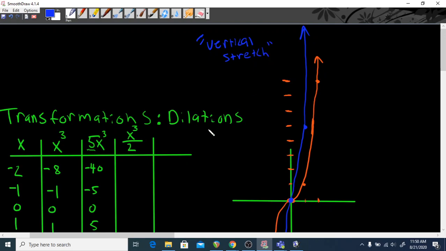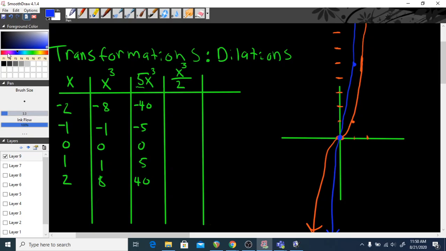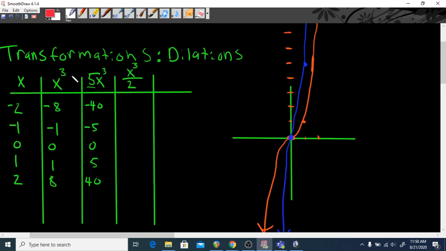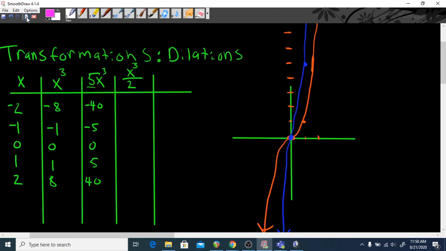Okay, now let's do this last column. Okay, maybe not that color. Maybe this one. There we go. x cubed divided by 2. Well, here's x cubed. Negative 8 divided by 2, negative 4. Negative 1 divided by 2, negative a half. 0 divided by 2 is 0. 1 divided by 2 is a half. 8 divided by 2, 4.